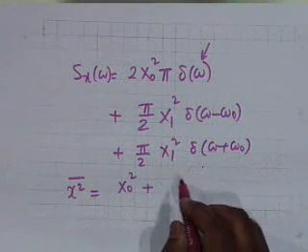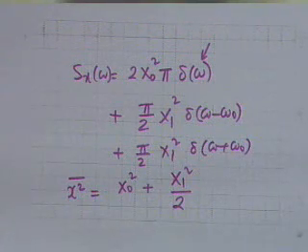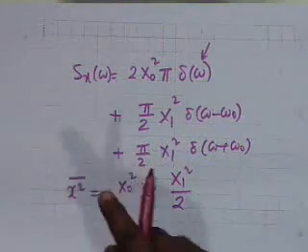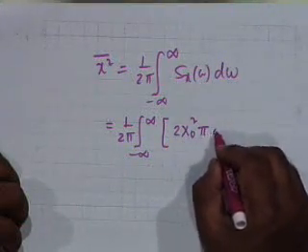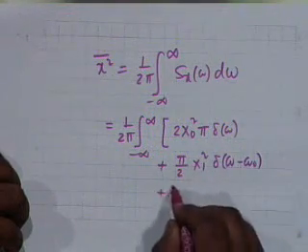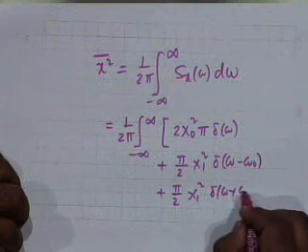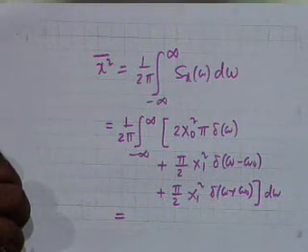Now, if this derivation is correct, we should get the same expression by appealing to the formula that x squared bar is 1 over 2 pi integral from minus infinity to infinity of Sx omega d omega. If I substitute 1 over 2 pi integral minus infinity to infinity of 2 x0 squared pi delta omega plus pi by 2 x1 squared delta omega minus omega 0 plus pi by 2 x1 squared delta omega plus omega 0 d omega, what is it that I get? Each integral will be unity. So it would be x0 squared plus x1 squared, two into 2 by 4, so you get half. Which is precisely the same as the result that we derived earlier. And this is a check on our calculation.